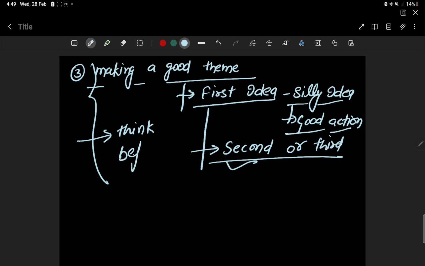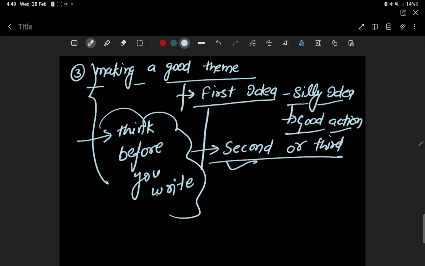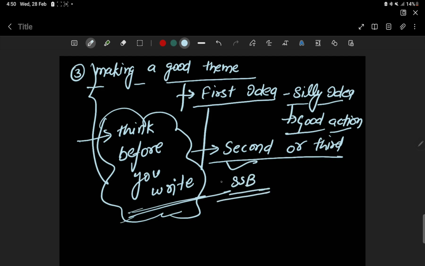Think before you write. This is a very important thing. Think before you write everything. While you are in the SSB, this is the mantra for SSB: think before you write.